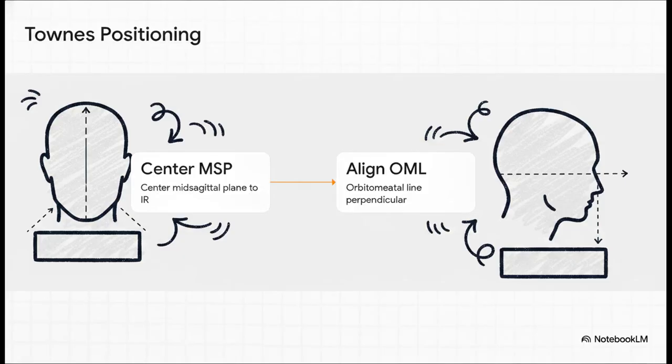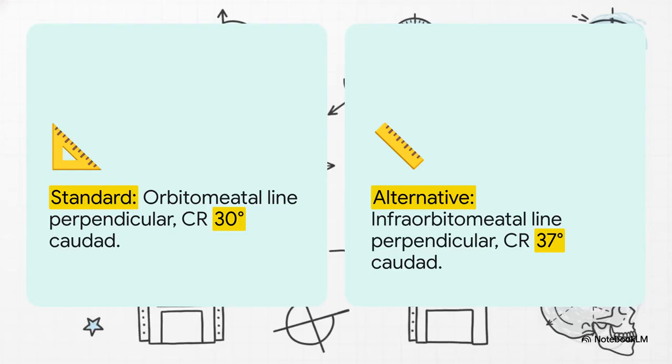This method brings our focus entirely to the occipital bone at the back of the skull, and we return to our 10 by 12 vertical collimation. For the Townes method, the patient is either supine or upright. Their arms must be in the exact same horizontal plane to prevent any bodily rotation. You center the mid-sagittal plane perfectly to the middle of the IR. Then, the patient flexes their head forward enough so that the orbital medial line is entirely perpendicular to the image receptor. But what if you have a patient who physically cannot flex their neck that far forward?